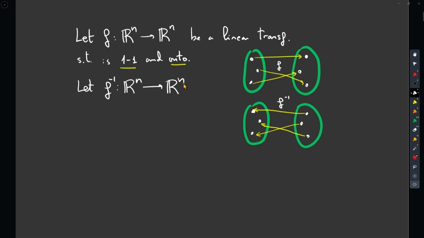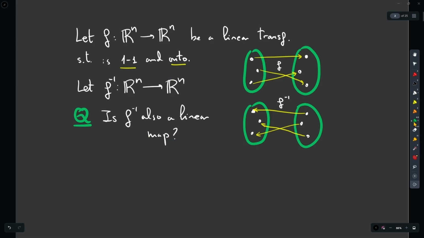And the question here is the following. If f itself was linear, is the inverse linear? Is f inverse also a linear map? And the answer is going to be yes.